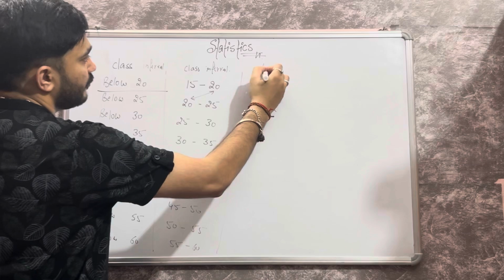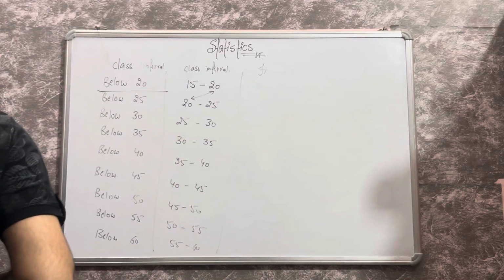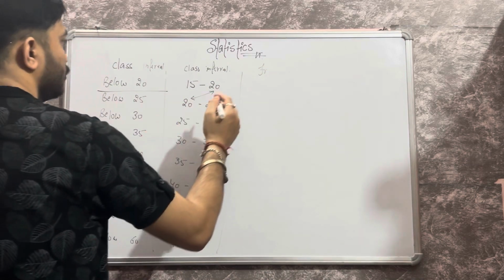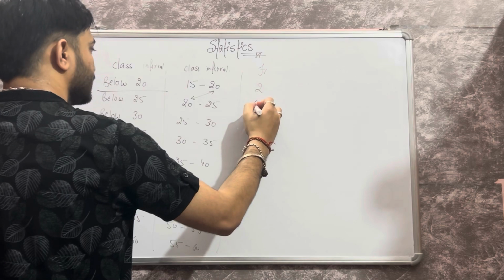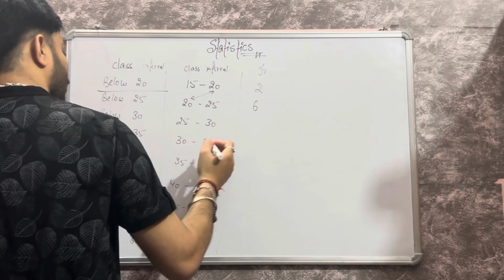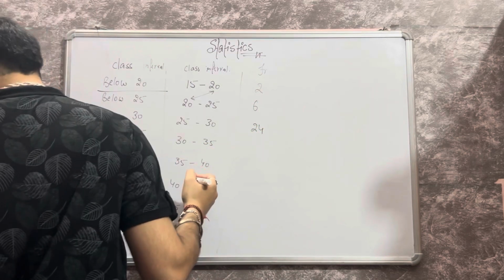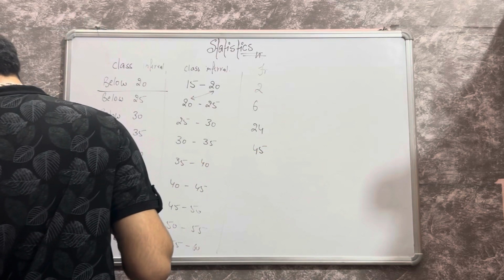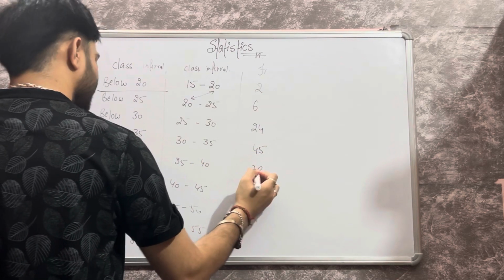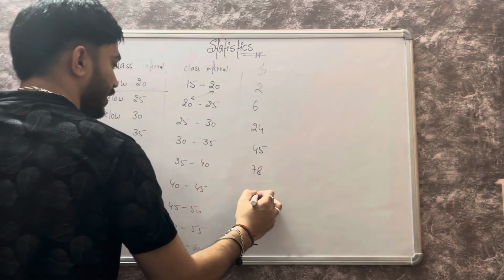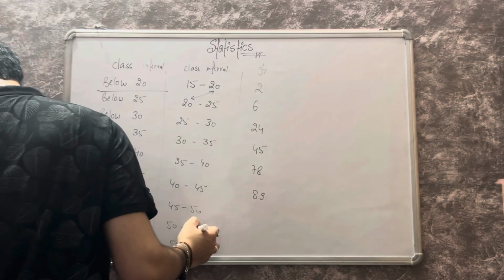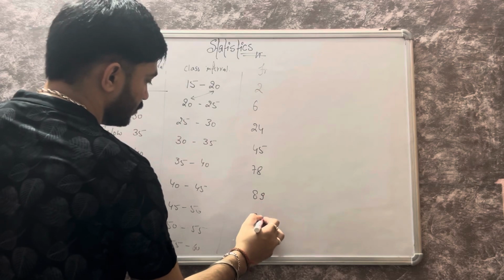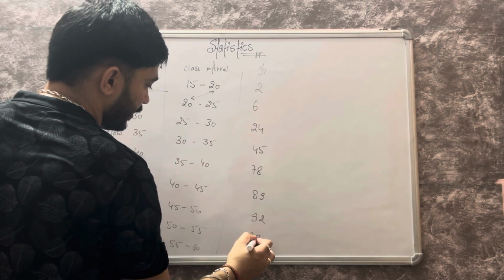Now the subsequent values given to us for the class intervals are 2, 6, 24, 45, 78, 89, 92, 98, and 100.